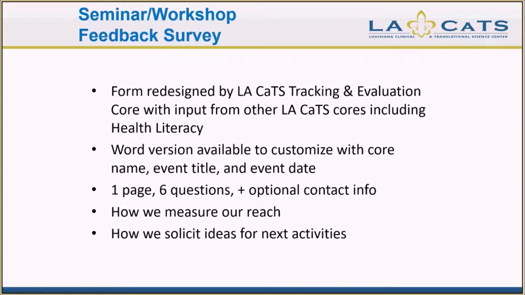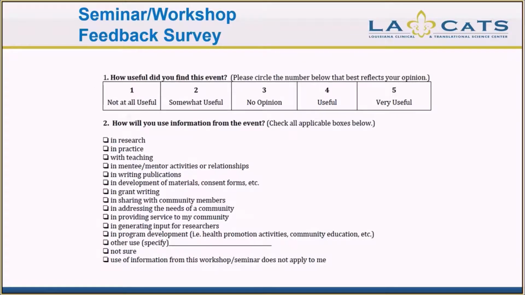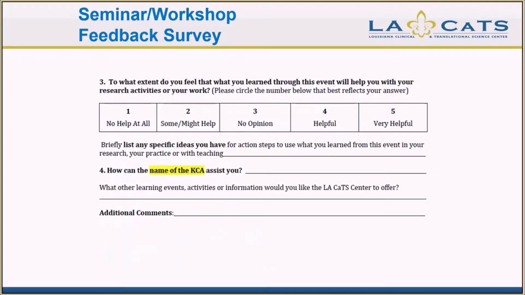And it's really an important document because it's how we measure our reach as well as how we can easily solicit ideas for next activities when we are conducting seminars, workshops, various lectures. So here's a couple screenshots of what the form looks like. You can see it's a standard Likert scale question at the top, and then what would be a multi-choice question if it was electronic. And then the second half of the survey asks for some comments and what else you think you can learn, you would like us to teach you.